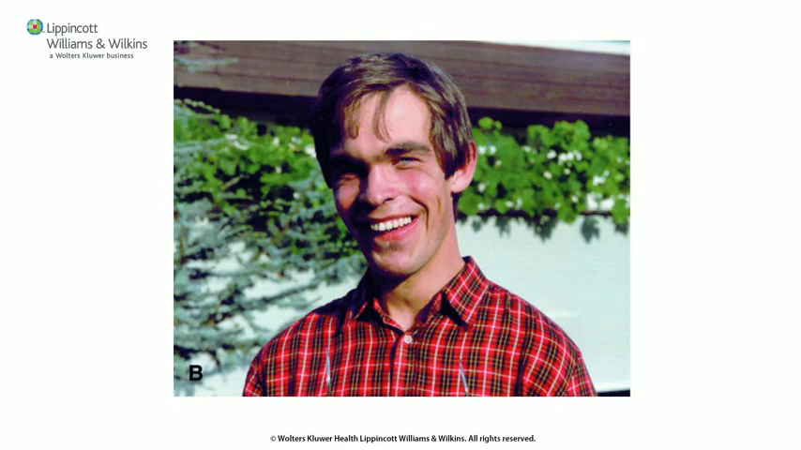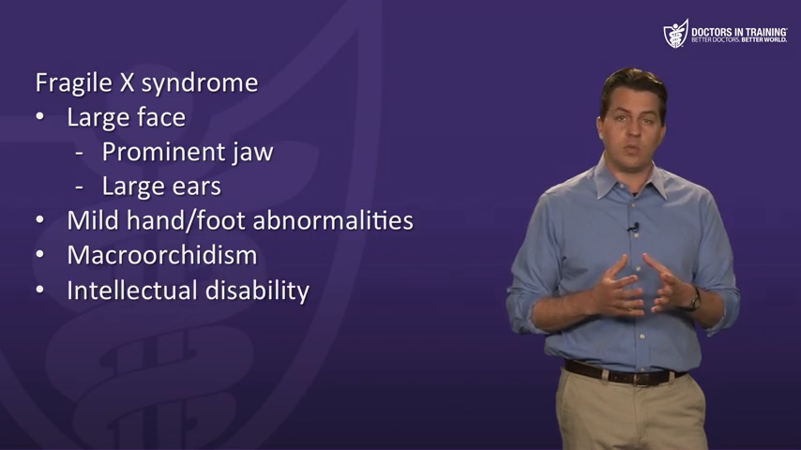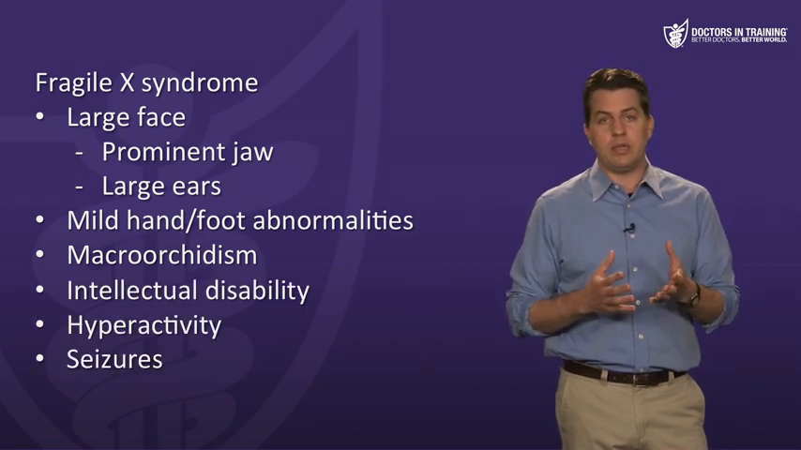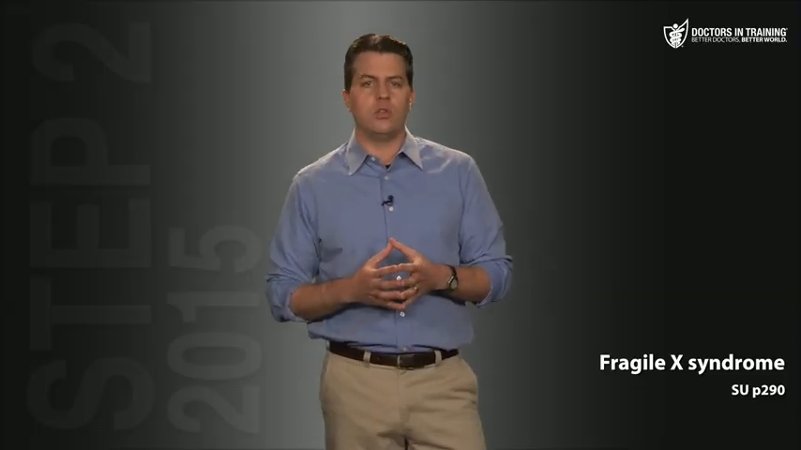The HMP shows a large face with prominent jaw and large ears, mild hand and foot abnormalities, large testicles, macroorchidism, intellectual disability, hyperactivity, and possibly seizures. Now, Fragile X syndrome is one of the most common causes of congenital intellectual disability in men. So you can detect this with genetic screening, and appropriate education and monitoring is always needed here.